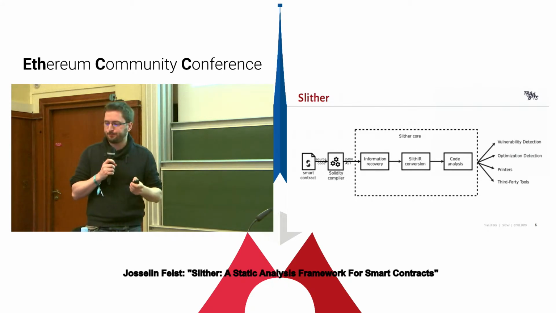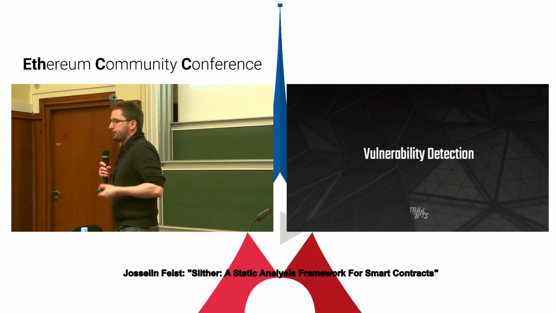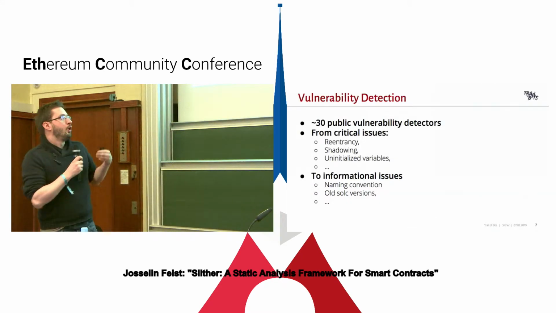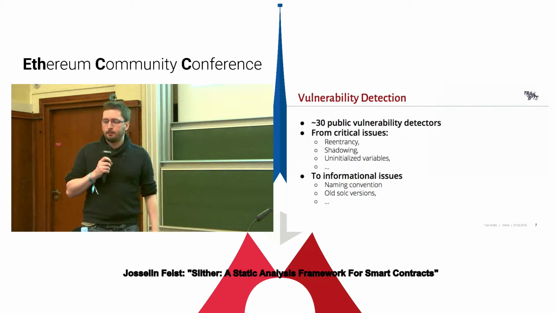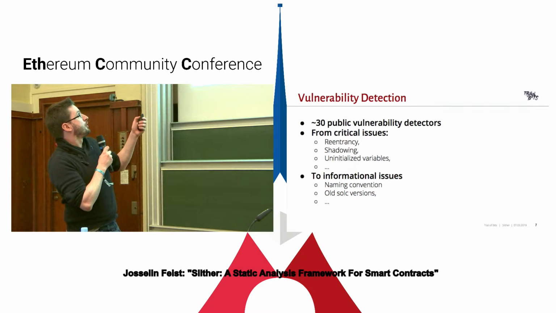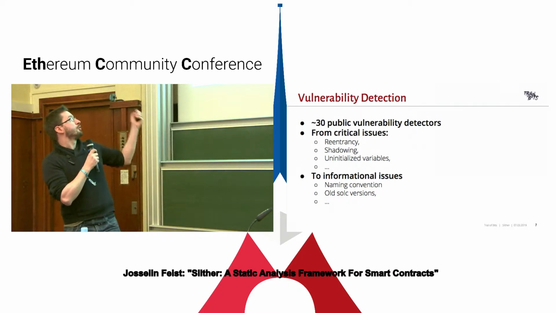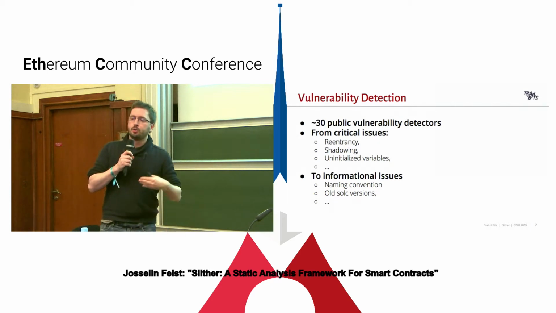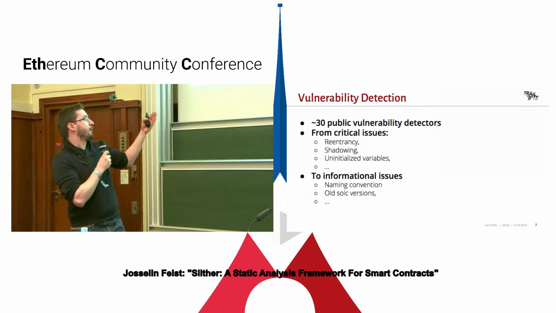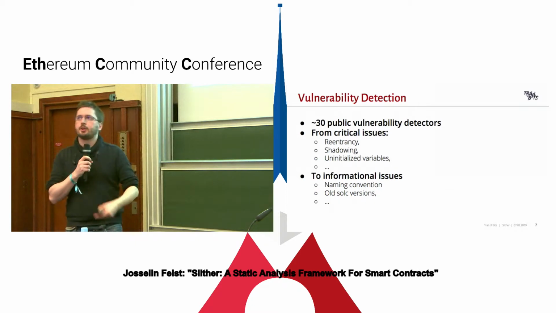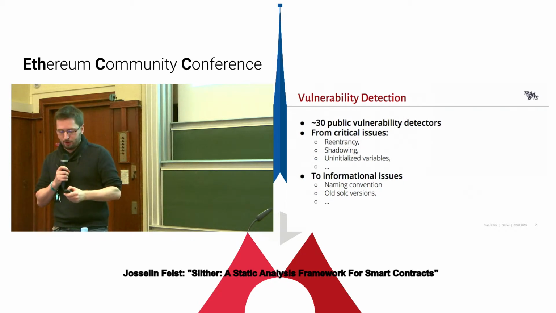optimization detection. So the first use case of Slither is to detect vulnerabilities. Within the tool, there are something like 13 public vulnerability detectors. So Slither can detect really critical issues, such as reentrancy or the shadowing of variables, to more medium severity issues, to more informational ones, such as an issue with a naming convention or when you are using an old version of Solidity, and so on.